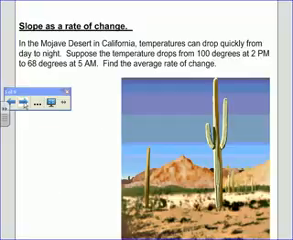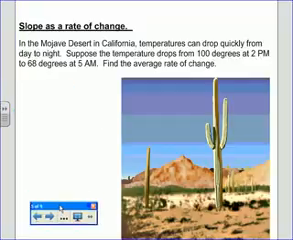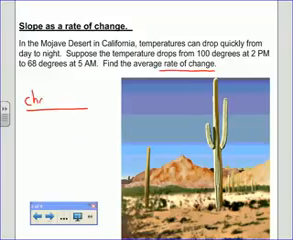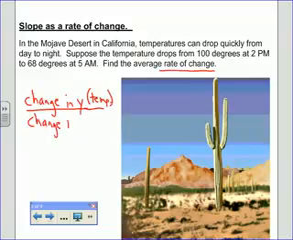Okay, let's take a look at the next one. There's a drastic change in temperature from daytime in the desert to nighttime. It gets a lot colder at night. If you remember from yesterday, we were talking about slope being rate of change. We want to find the average rate of change. So remember, rise over run: we're going to do the change in y, in this case the temperature, over the change in x.